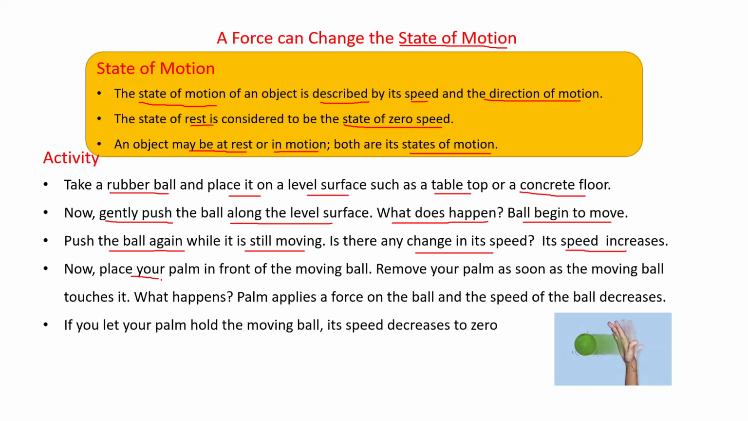Now place your palm in front of the moving ball and remove your palm as soon as the moving ball touches it. What happens? The palm applies a force on the ball and the speed of the ball decreases. If you let your palm hold the moving ball, its speed decreases to 0.